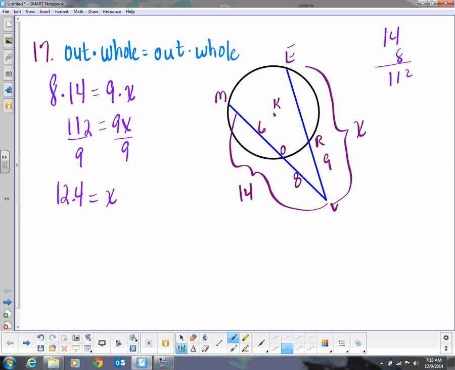All right, so this is x. That is also the whole. So if this is the whole, which is 12.4, and this is 9, how do I get this piece? 12.4 minus 9 is what? 3.4. Well, the ultimate answer is 3.4. We got x to be 12.4, but then we want the inside segment. So we're going to have to take the whole thing minus the outside to get the inside. All right. What else did I miss, Caitlin?